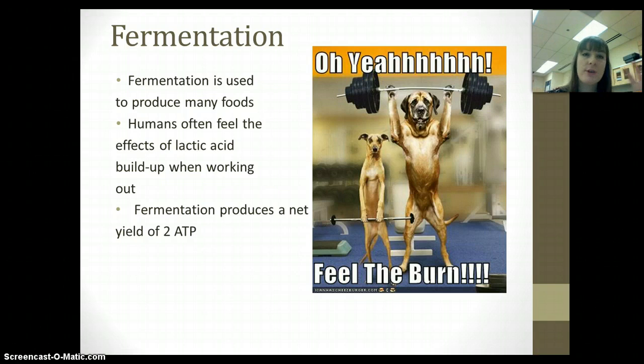I want you to go back and put this into context of what happens when oxygen is present, and think about the differences between those two processes. Cellular respiration, either anaerobic, without oxygen, or aerobic, with oxygen. Hope that helps.